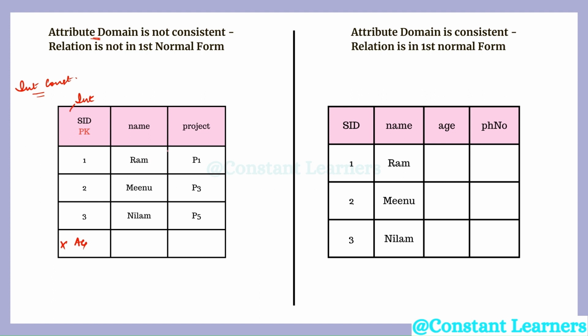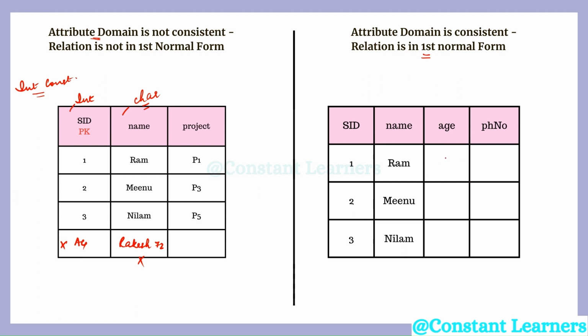If, let's say, I'm storing name here, I'm declaring that this can only accept characters, right? Then in that case, if I write Rakesh 72, this will be an unacceptable value, right? We can only accept characters in this column. So the attribute domain should be consistent. When the attribute domain is consistent, the relation will be in first normal form.